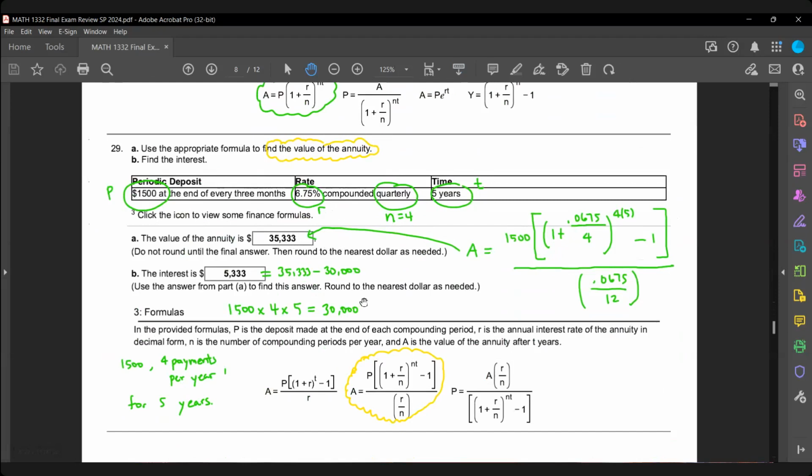The interest is computed in the following way. We made contributions of 1,500, 4 times a year for 5 years, for a total contribution of 30,000. The value of the annuity is 35,333. So the difference between these two numbers equals the interest that was earned over the 5 years.